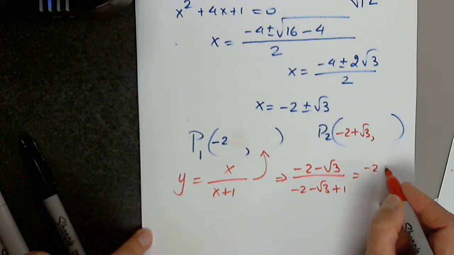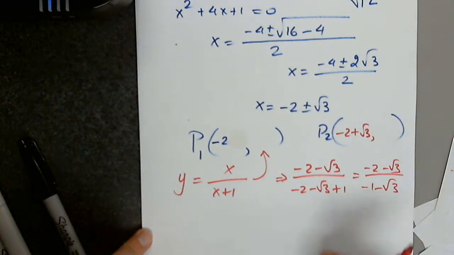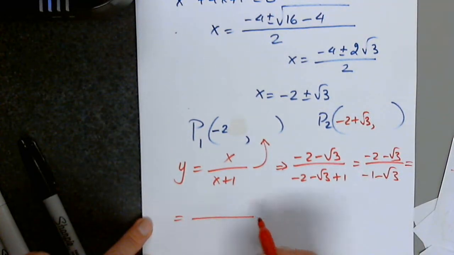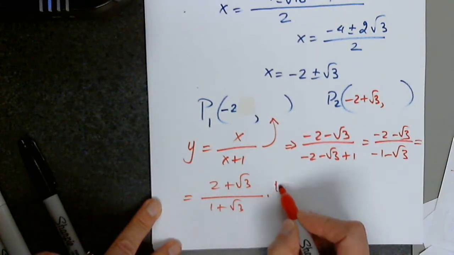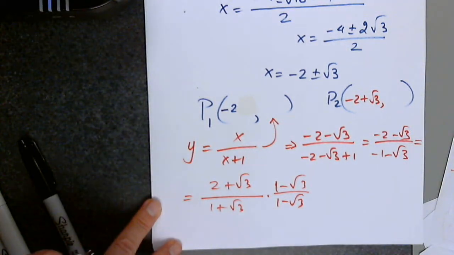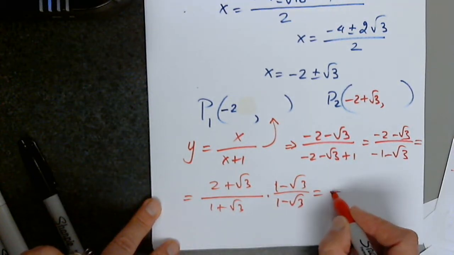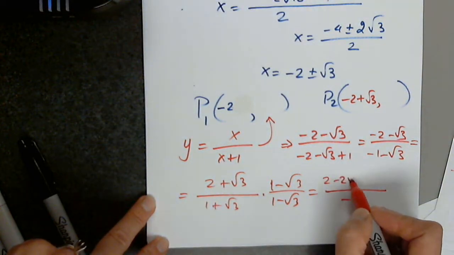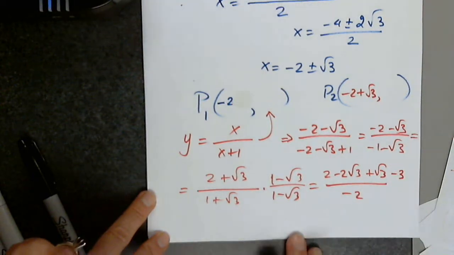And yes, I will have to rationalize, and I have negative 1 minus the square root of 3. I will factor a negative 1 from the top and negative 1 from the denominator, and they both become positive. And I should rationalize with this and get 1 minus 3, negative 2 in the denominator. So this is 2 minus 2 the square root of 3 plus the square root of 3 minus 3.